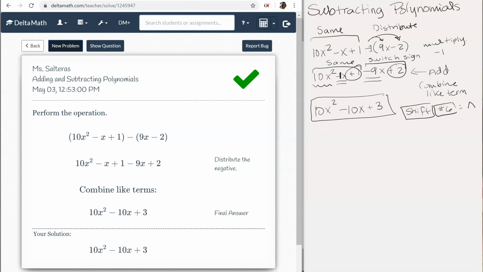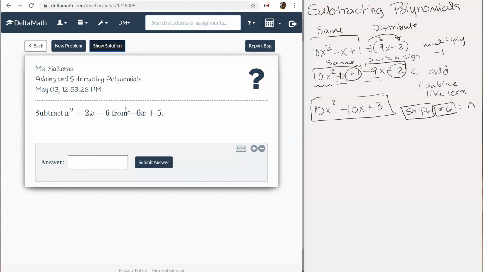All right, so the second example is going to be with words. It tells you subtract this polynomial from this polynomial. All right, so example 2, subtract from. All right, so we have to talk about this. When you say you're going to subtract something from something else, that means that that's what you're taking away, all right? So subtracting blank from blank, it's actually opposite of what you're thinking.